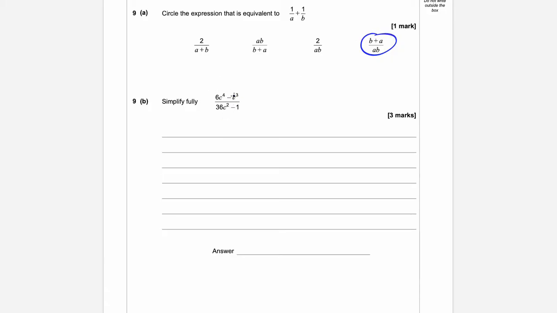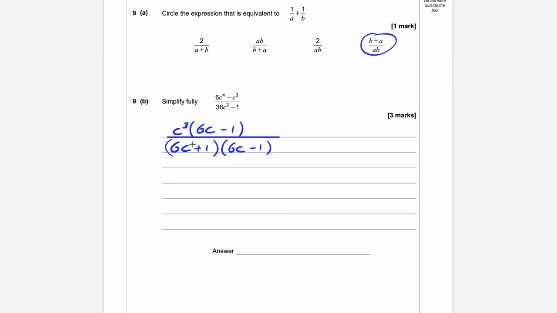Okay, numerator, I can take out c cubed. So I'm going to have c cubed into 6c minus 1. Okay, great. And the bottom, hopefully you recognize it, guys. It is a difference of 2 squares. So this is 6c plus 1 times 6c minus 1. If you don't know that rule, guys, you need to learn it. It's a very useful rule that appears all the time with factorizing quadratics.